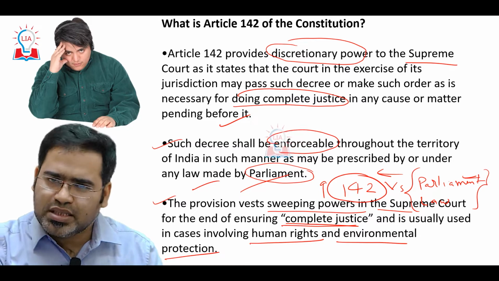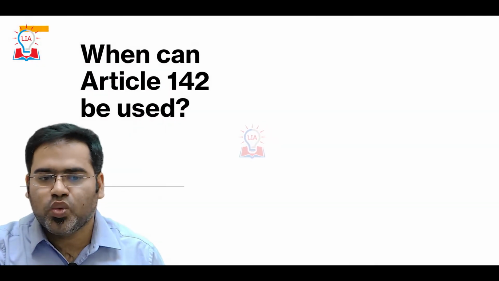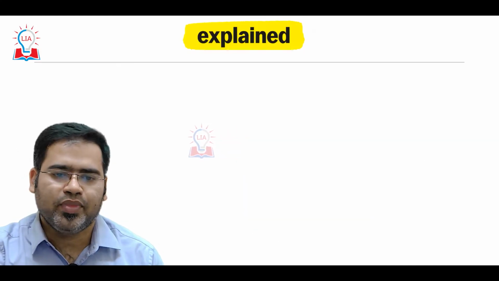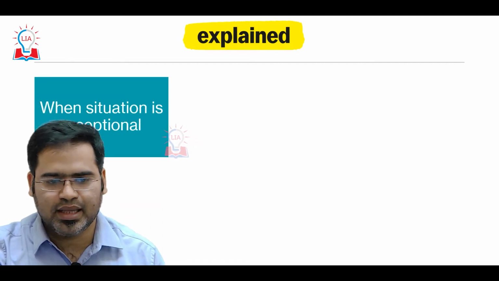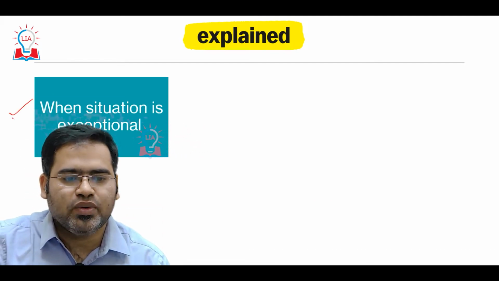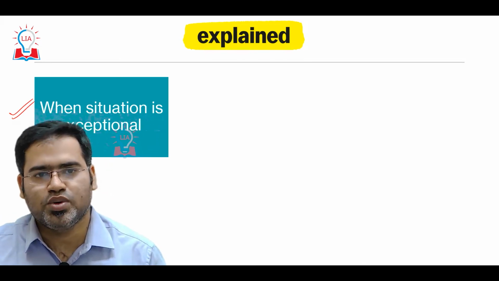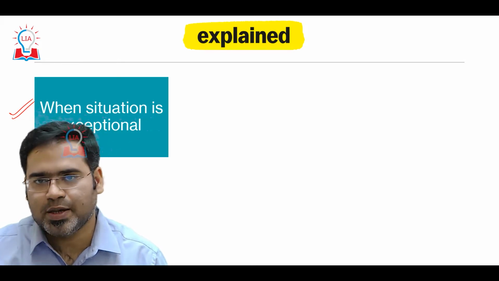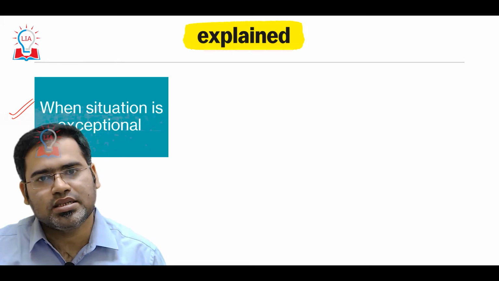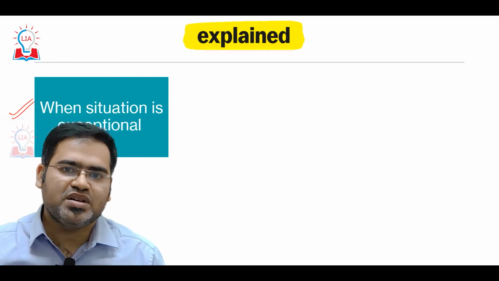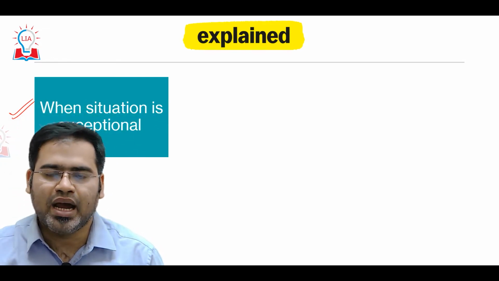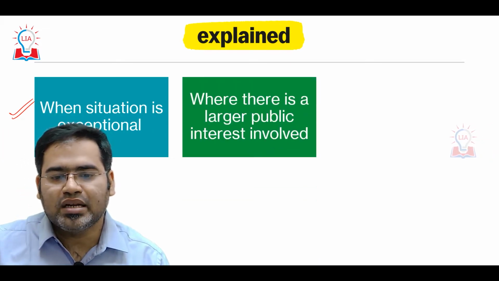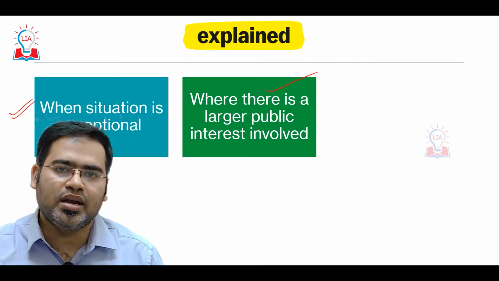Now, if you are still not able to understand, first we need to understand when this Article 142 can be used. For that, there are a few important criteria. For example, whenever the situation is very exceptional, and situations always demand some exceptional cases or exceptional understandings, so exceptional judgments also. During that time this Article 142 will be utilized. Similarly, when a larger public interest is involved, then also this Article 142 can be utilized.